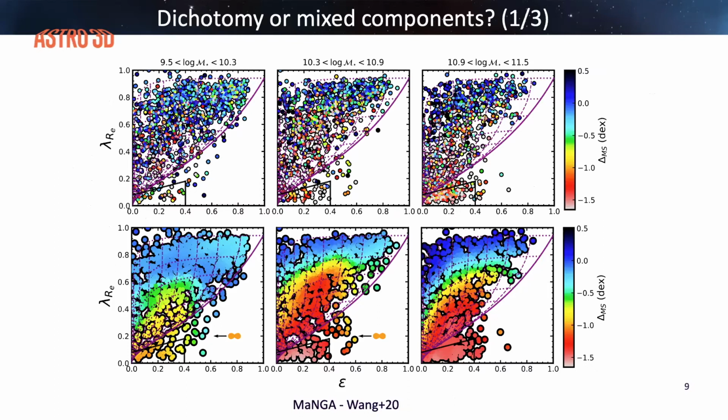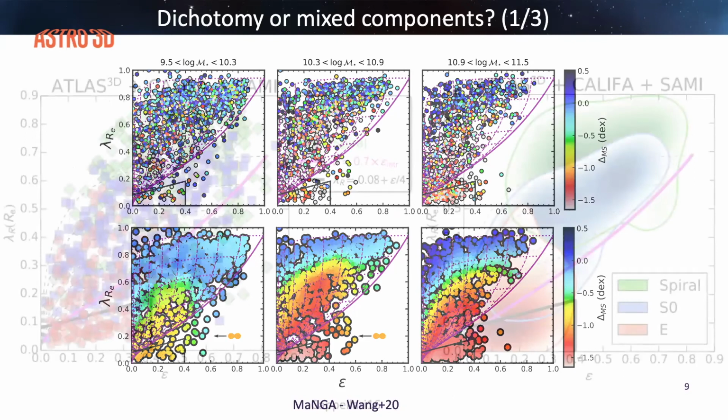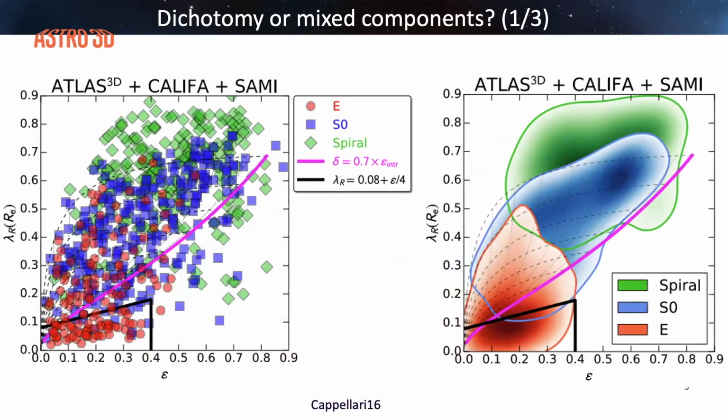And I'm showing here just another example which combines multiple surveys that was given in a review by Michele Capellari in 2016. And one thing I wanted to show was that the gap between fast and slow rotators isn't as obvious once you fill up that space. And the methods for dividing fast and slow rotators has also evolved over the years.